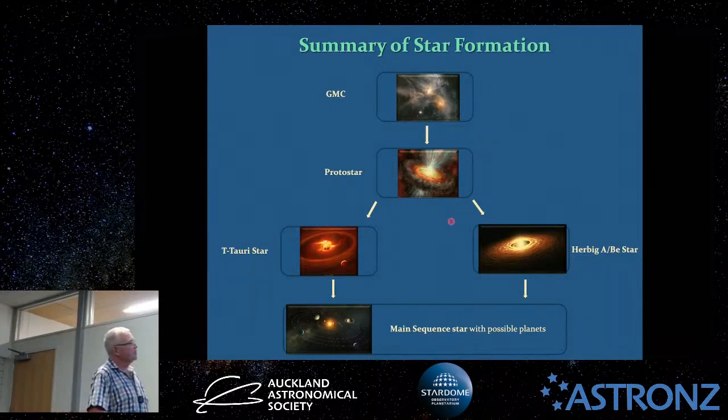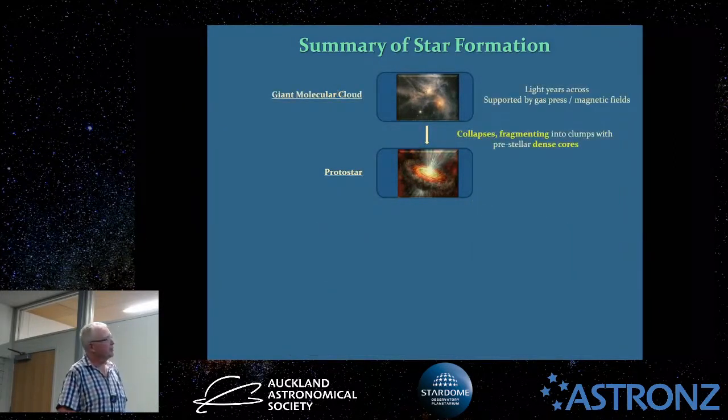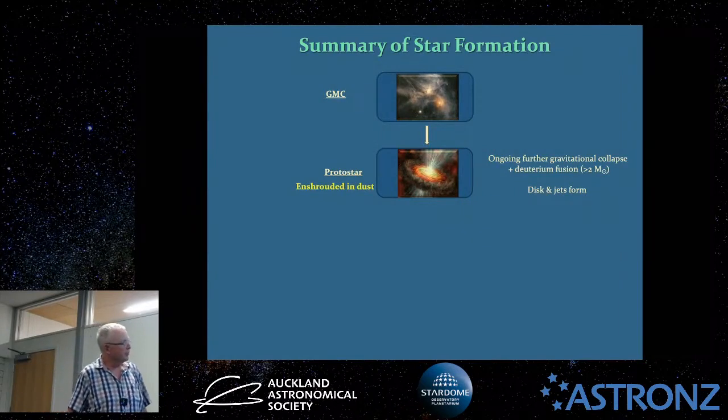flow diagram. So you start with your giant molecular cloud, down to your protostars that still have the gas, these T Tauri and Herbig, and then onto your main sequence. So here it is here. These giant molecular clouds, light years across, are supported by those magnetic lines embedded in there and by the gas temperature. They then start, there are various things that can trigger them, they start collapsing and fragmenting and cascading into smaller and smaller fragments. They then develop a dense core, which by definition is a protostar. The protostar, by definition, is enshrouded in dust, and it's in a state of hydrostatic equilibrium. You're getting further gravitational collapse, you're getting some deuterium fusion, particularly in the bigger stars.